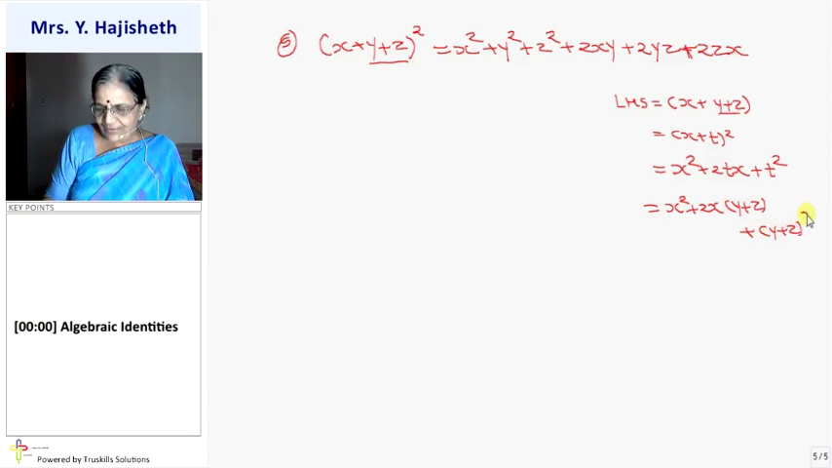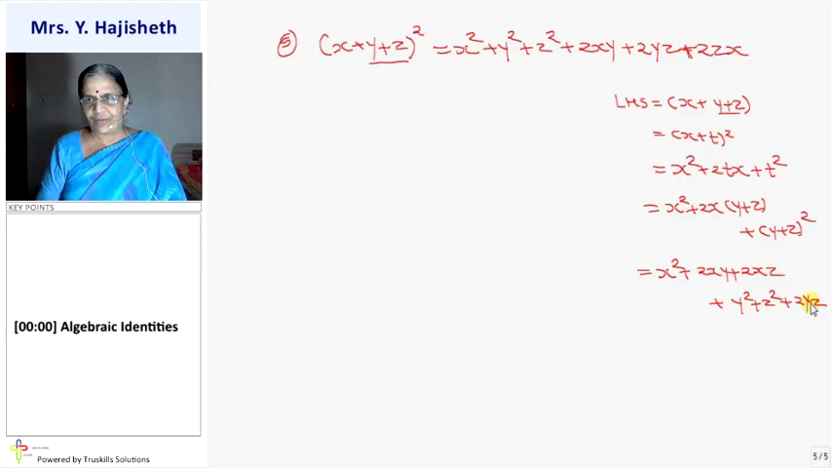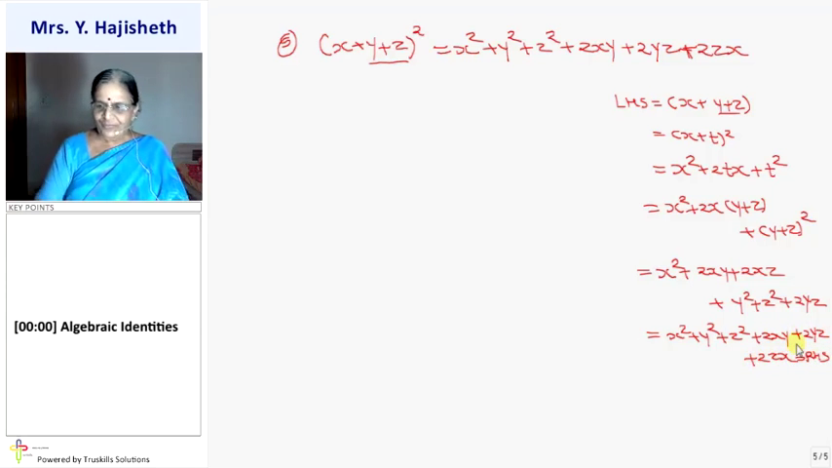Again you apply the previous formula. x square plus, open it, distributive property, 2xy plus 2xz, plus here y square plus z square plus 2yz. Formula number 1. So automatically I got x square plus y square plus z square plus 2xy plus 2yz plus 2zx, and that is the RHS. Clear? So this is the derivation of this formula.